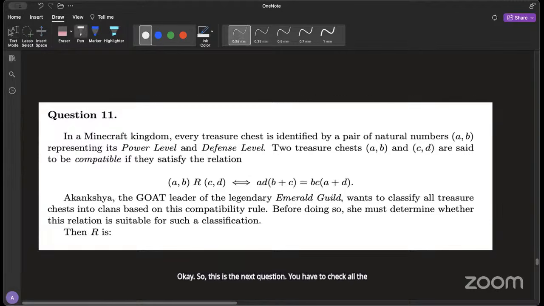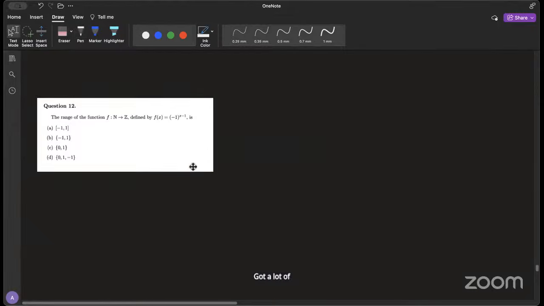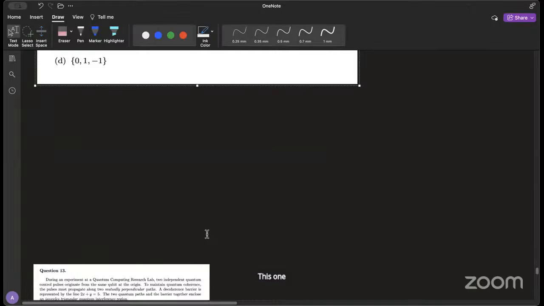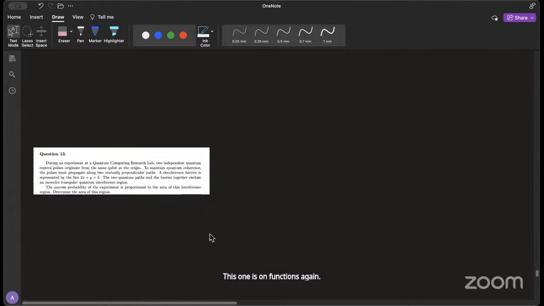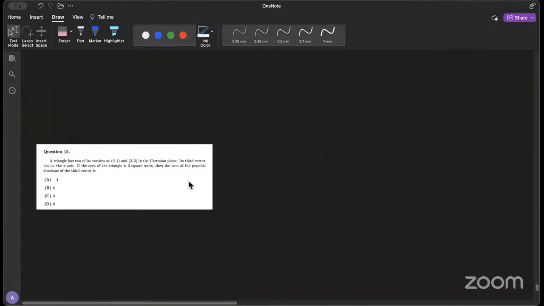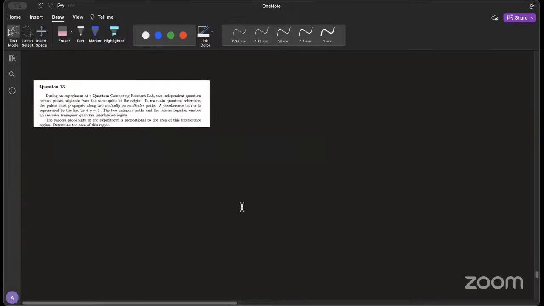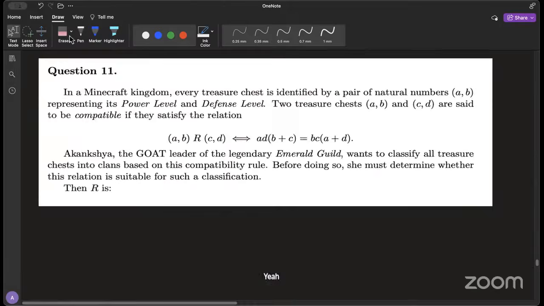So this is the next question. You have to check all the reflexive, symmetric, transitive things for this one. Let's do this one quickly. Do we have others? Yeah, got a lot of questions on this too. This one is on functions again. And then we have to do this one too. So let's do this one first.